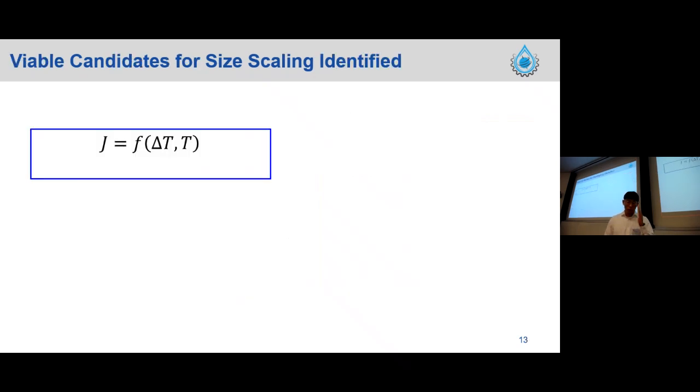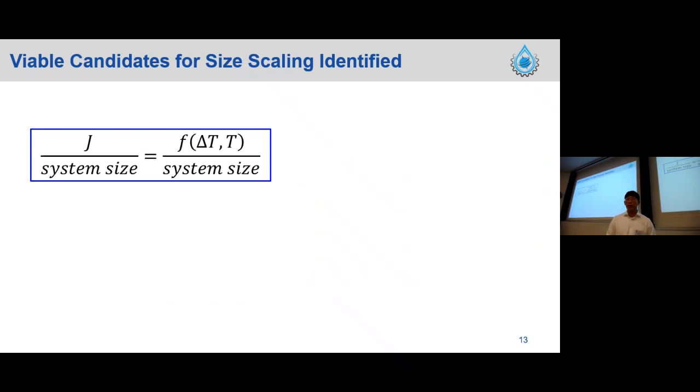You know that nucleation rate is a function of subcooling and temperature. So the idea is very simple. We just divide both sides of the equation by the system size. If that system size is the proper one, then your nucleation rate data will collapse together. So keep that equation in mind.